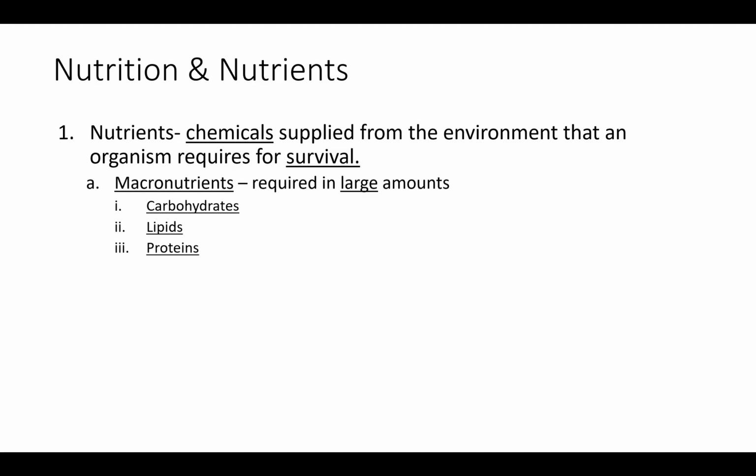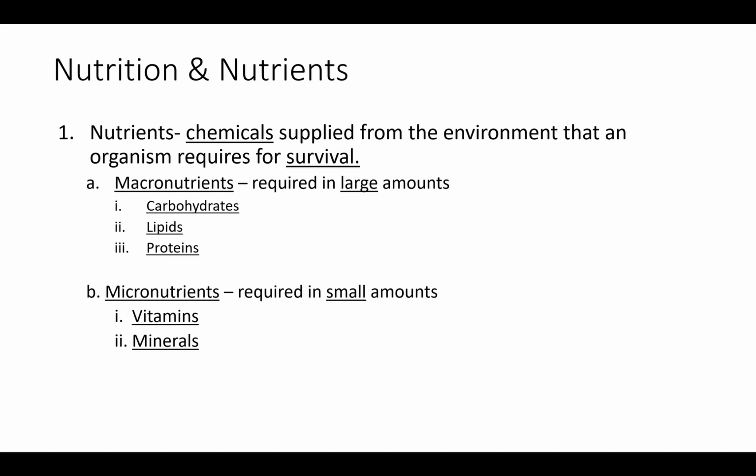So there are your blanks. We'll talk about each one of these individually, but this is just an overview. Then the other category is called micronutrients, and they are required in small amounts. These include vitamins and minerals. So pause now if you aren't quite ready yet.